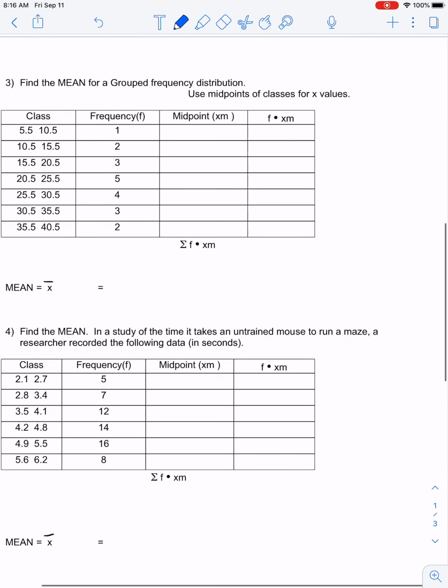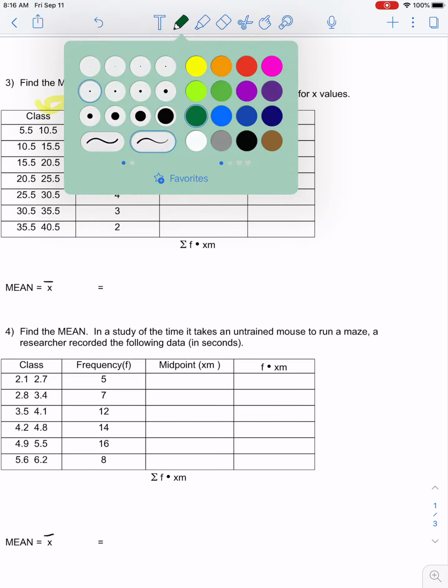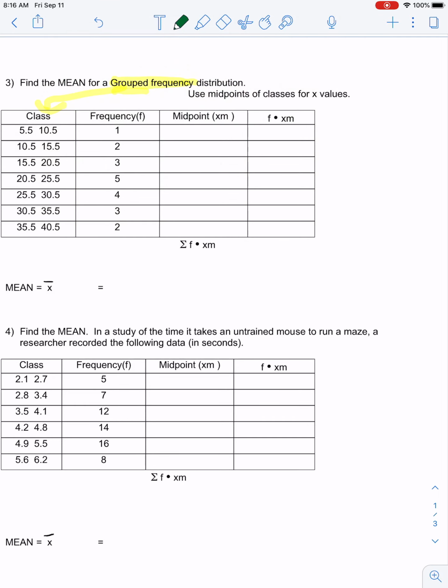Now the second part of this video is going to talk about a grouped frequency table. Grouped is because over here you're going to have either limits or boundaries. For this one, let's try green. What I would typically have you do is find the midpoint of the class because we need an estimate for the data.